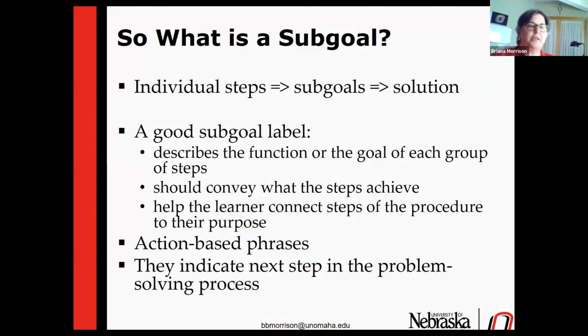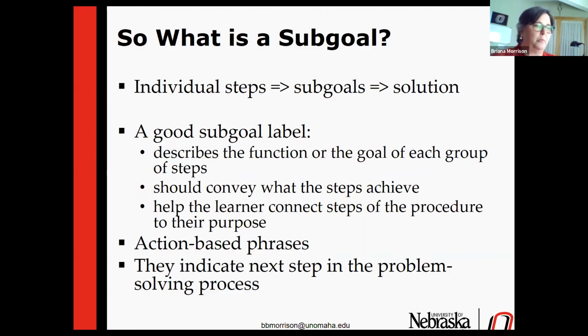So the number one question that I get is, what is a sub-goal? What does one of these things look like, right? It's not an individual step in the process, and it's not the overall solution. It is the intermediate steps that lead to that.